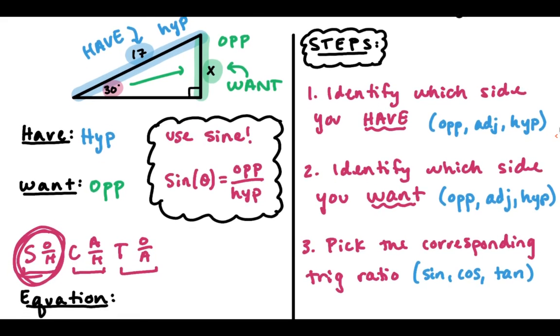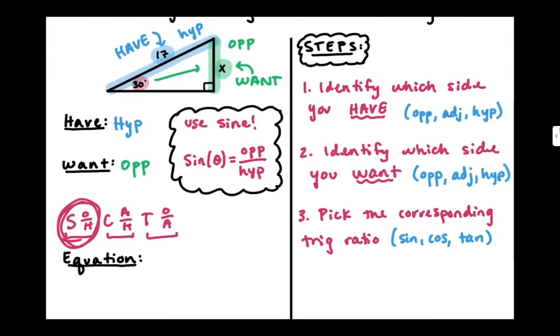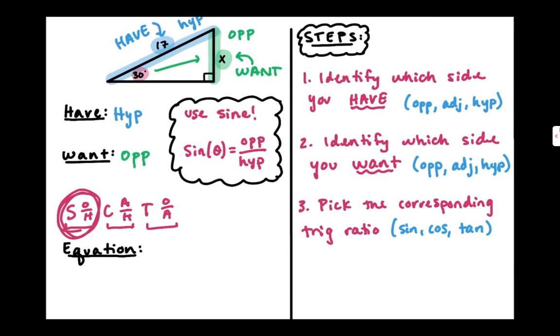Okay, so let's use this to help us write an equation. Okay, we're gonna zoom out for just a minute. Okay, so here's how we're gonna write our equation. We're using sine, so I'm gonna start with sine. Sine is of an angle, so we're gonna use the angle in our triangle, which is 30. Okay, and we know that sine of 30 is the opposite side, which is x in this case, over the hypotenuse, which is 17.